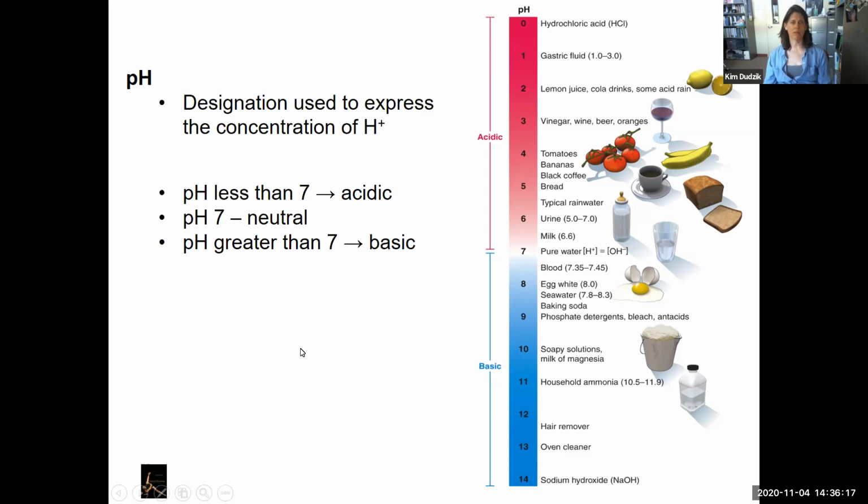Remember, pH is really important because pH can denature our enzymes as well as other proteins in the body. So we have to keep a very steady pH within our blood and other areas of the body.